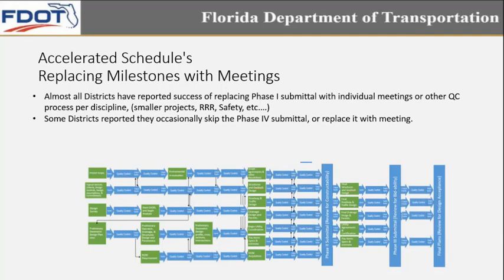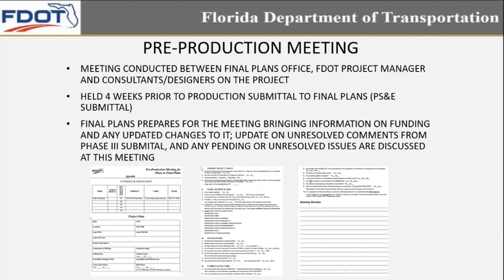And one of the keys for that Phase 4 submittal that we do here in District 4 is we hold what's called a pre-production meeting. We've replaced that last check-all, instead of having it with a mass number of reviewers, since it really is targeted at addressing the previous Phase 3 comments and making sure they're complete. We've replaced it with a meeting. The meeting is conducted between Final Plans Office and FDOT project managers and consultant designers on the project. It's held about 4 weeks prior to the production submittal to ensure there's time to do any of those really small changes and still meet the production submittal on time.